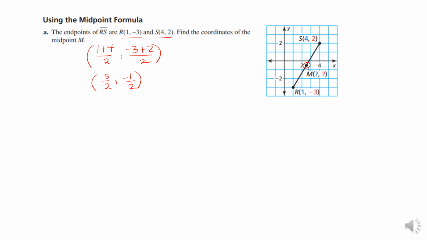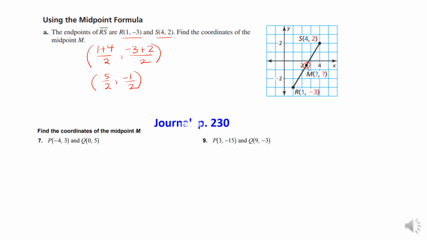Okay? All right, so here's a couple for you to do. If you want to push pause and give them a try, you can go ahead and do that. Otherwise, we'll do them together.